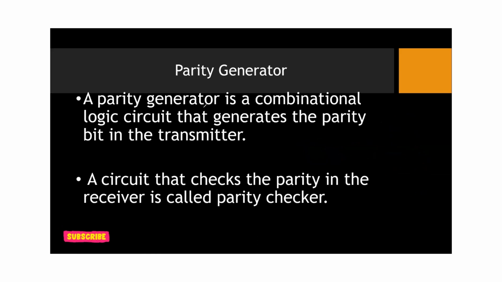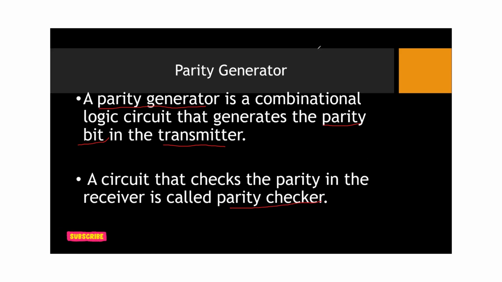So here we'll see the basic definition. A parity generator, which is at the transmitting side, is a combinational logic circuit that generates the parity bit in the transmitter. Parity bit means an extra bit which we are adding to the transmitting data, so that the total number of ones should be either even or odd based on our system. At the receiver side, the receiver is checking for the parity. Hence, it is called a parity checker.